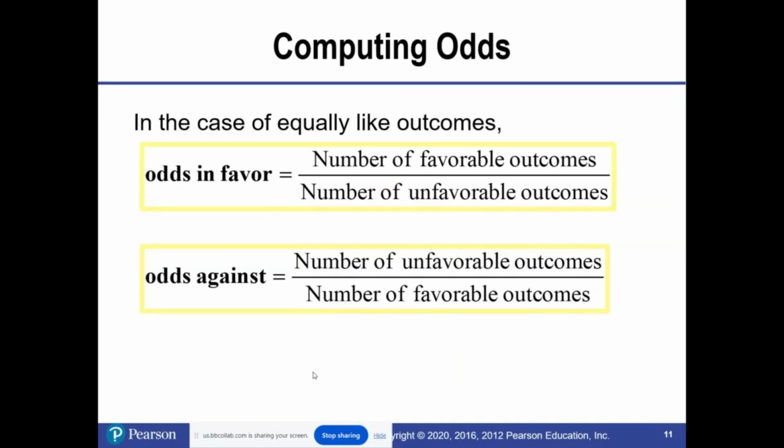So when you have equally likely outcomes, the odds in favor will be the number of favorable outcomes over the number of unfavorable outcomes. The odds against would be that flipped, the number of unfavorable outcomes over the number of favorable outcomes. So that basically means the same thing as what we had on the other slide. But if you like it written out in words instead of that mathematical notation, there it is there. So whichever way is easier for you to know those formulas, that would be something I would write down.